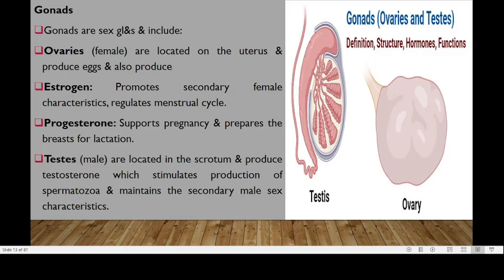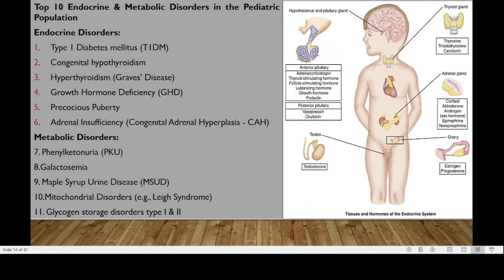We also have the gonads, and the gonads are sex glands and will include testes in males and ovaries in females. So ovaries are going to be producing estrogen, which promotes secondary female characteristics and regulates the menstrual cycle. We also have progesterone hormone, which supports pregnancy and prepares breast for lactation. In males, we have the testes, which are going to be producing testosterone, which stimulates production of spermatozoa and also maintains secondary male characteristics.